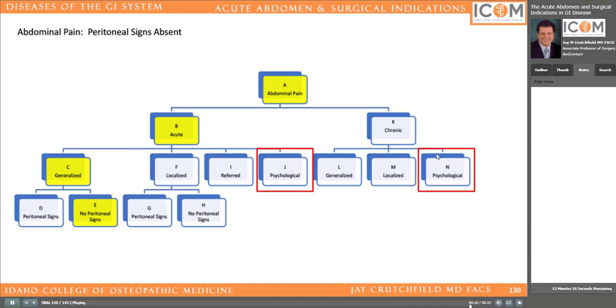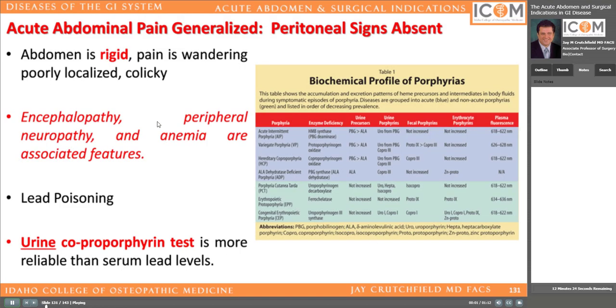Let's continue and take a look at porphyria. In a patient who presents with an acute abdominal attack of pain secondary to porphyria or even arsenic poisoning, they can present with a rigid abdomen, but the pain is wandering, it doesn't localize well, it can be colicky and spasmodic. Often the associated other signs include an encephalopathy, a peripheral neuropathy, and anemia are often associated features.